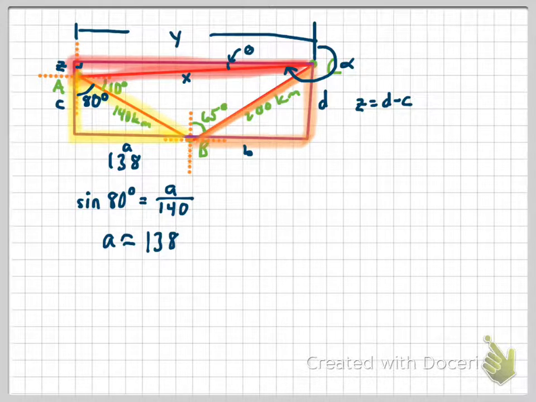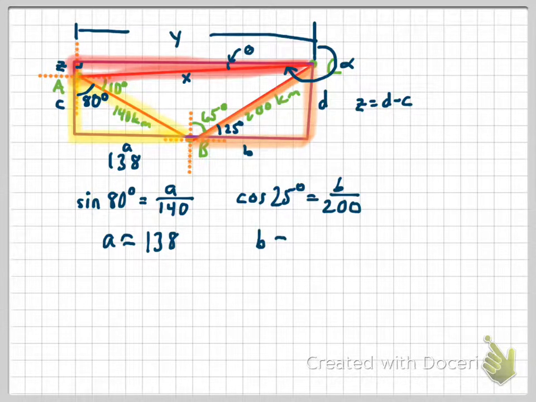Then, let's find the value B. You see the 65-degree angle between the vertical line and this line BC. Well, that's going to make this angle 25 degrees. Those are complements of one another. So then I can make the equation that the cosine of 25 degrees is equal to B over 200, and get that B is approximately 181.